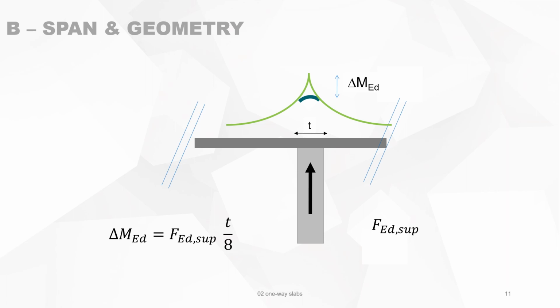For slabs, when you have a column support or a continuous support, you can subtract from the maximum bending moment, that's the green one, an amount, which is delta M. And this amount that you can subtract is the support force, FED, multiplied by the width of the support divided by 8.